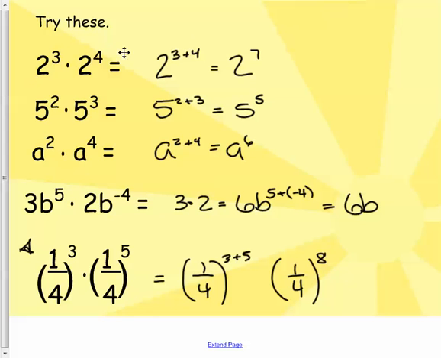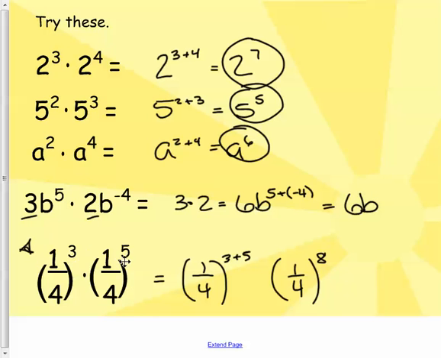Okay, so for this first one, I'd add my 3 and my 4, and I'd get 2 to the 7th power. Here I'd add the 2 with the 3 and get 5 to the 5th. I'd get a to the 6th by adding 2 and 4. Down here, I'd have to multiply these two first to get 6, then take 5 plus a negative 4 and get b to the 1st power, which is just b.